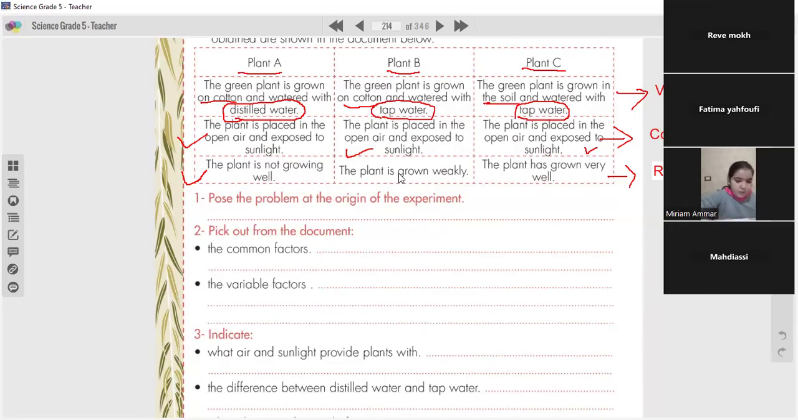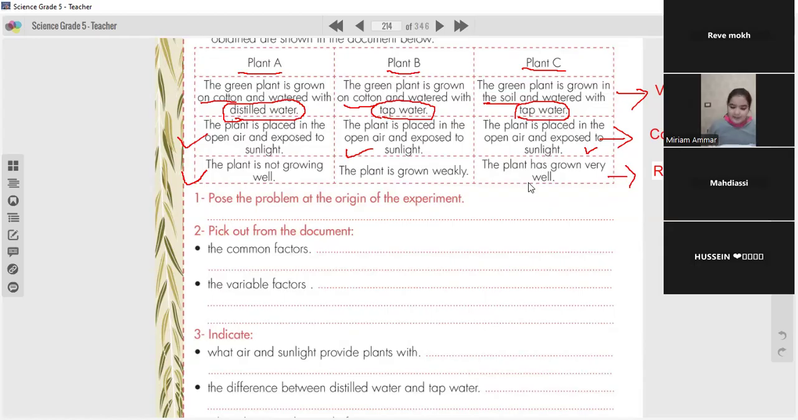What about plant B, Miriam? The plant has grown weakly. Okay, what about plant C? The plant has grown very well. So once you are reading this, you have to know it's a result. Plant A is not growing well. Plant B has grown but not a lot, weakly. And plant C has grown very, very well.